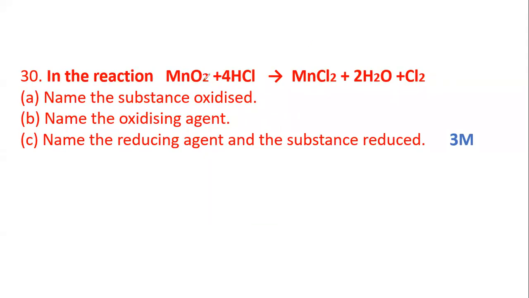In this reaction, MnO2 plus 4HCl gives rise to MnCl2 plus 2H2O plus Cl2. Name the substance oxidized. Name the oxidizing agent. Name the reducing agent and the substance reduced. Here you have to identify how the oxidation and reduction take place.